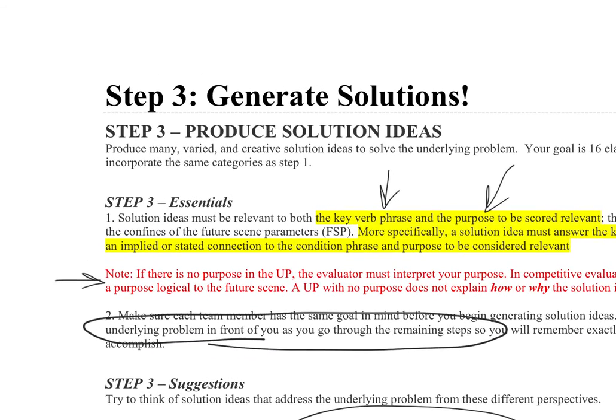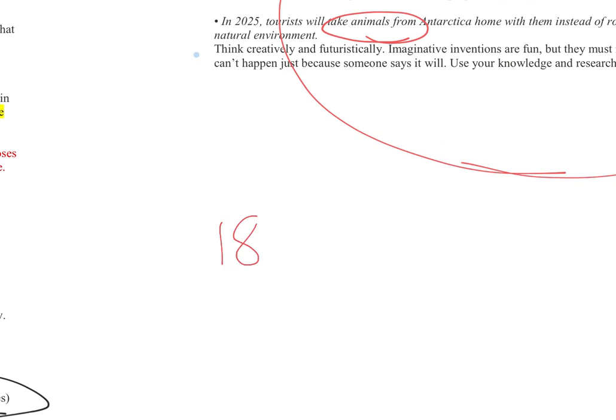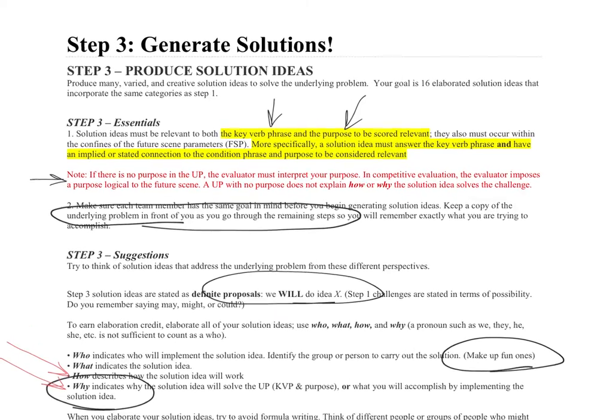All right, so that's step 3. And you'll also be referencing back to your categories. There were 18 categories. Make sure to pull that list back up and check those out, because you will use those to help guide your creative thinking as you're creating your 16 solution ideas.